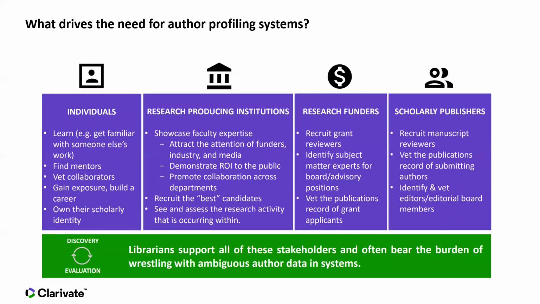And you want to ensure that when you assess a researcher's work, you're doing it within that space and identifying the right research to a specific person. Research funders, of course, recruit grant reviewers based on the work that they've done, identify subject matter experts for board or advisory positions, and it's easier to vet the publication records of grant applicants if it can be uniquely associated with the authors.